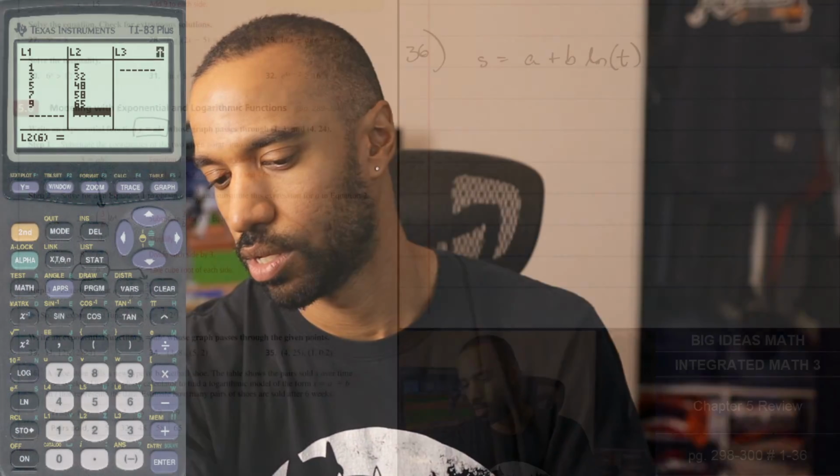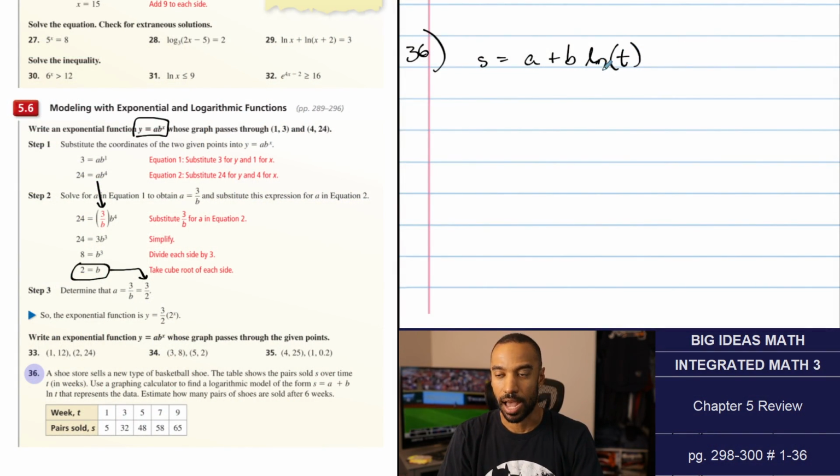So let's go to there and let's turn this thing on. I had a table and I intend on using it. We have T as 1, 3, 5, 7, 9, and pairs sold are based off that T, which is 5, 32, 48, 58, and 65. Now, they said use natural log. So there's a natural log regression model that we're going to use for this. So when I go back to the calculator, I will go to stat and find natural log regression. We'll enter on this, and this will come up with an equation. And R squared of 0.997 means this is really fitting this data.